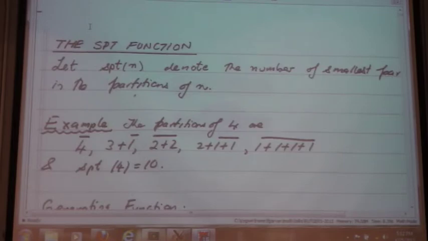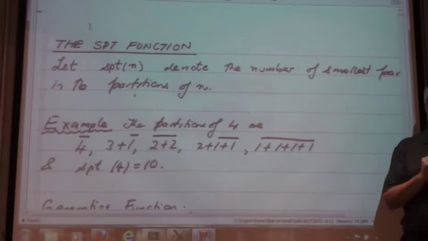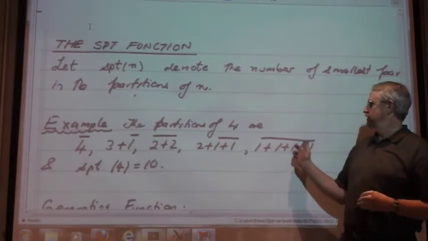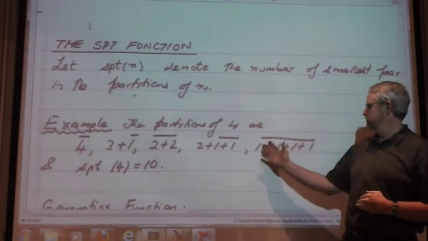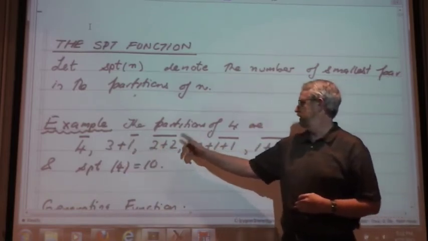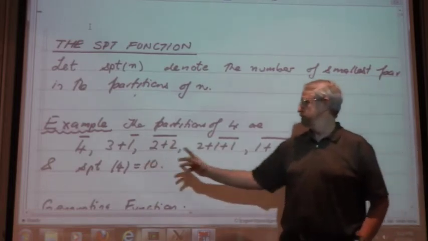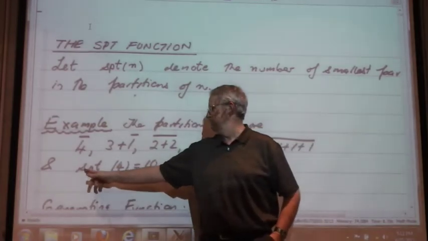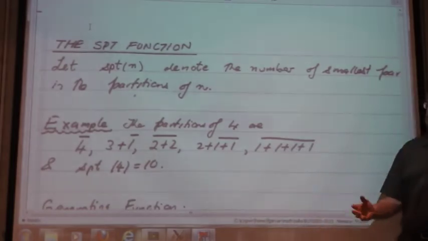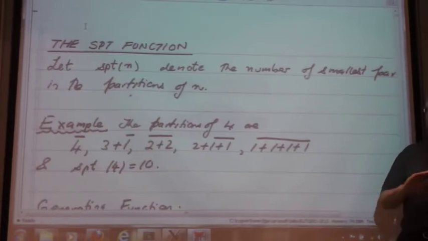So what you do is you look at the partitions of n and you count up the number of smallest parts in all the partitions of n. So here are the partitions of 4 and I've just put a line over the smallest parts. Here the smallest parts are 1, 1, 2, 1, and 4. So altogether there's 4, 6, 8, 9, 10 smallest parts in the partitions of 4. So SPT of 4 is 10. SPT stands for smallest parts function. If you search SPT on the archive, there's something in astronomy that's also called the SPT. That's got nothing to do with it.